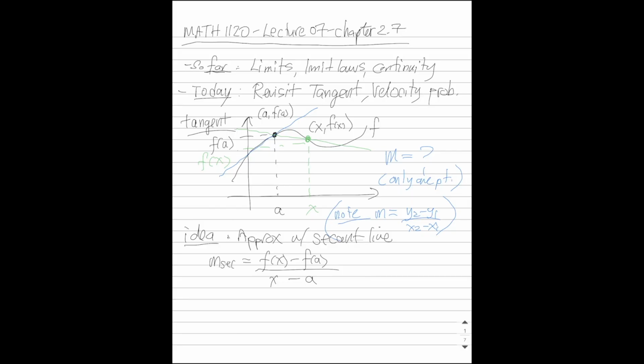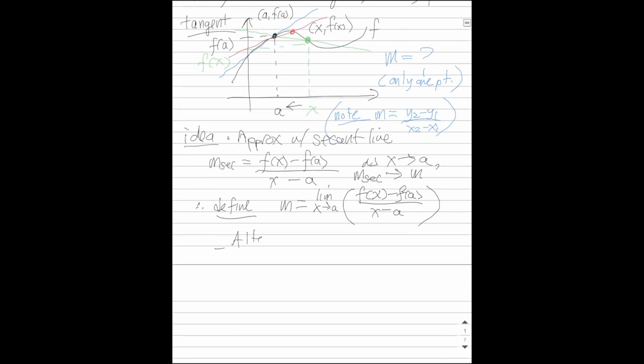Now, the green line is not the blue line, but the idea is that as we move the point closer to A, we get a better and better approximation. And so as x approaches a, we assume that the slope of the secant line will get closer to the slope of the tangent line. And that means we define the slope of the tangent line to be the limit as x approaches a of f of x minus f of a divided by x minus a. Now, we are also going to come up with an alternate version of this formula.